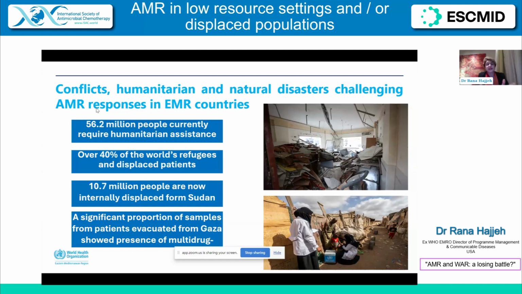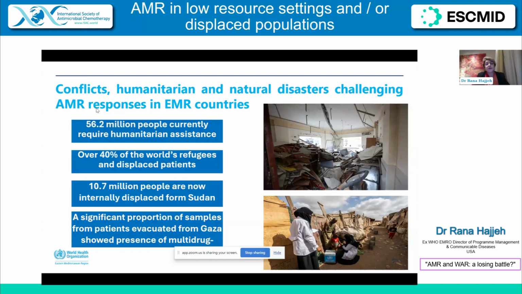Numbers by themselves, I know we have been a bit desensitized to numbers, but this gives you an idea about how difficult things are. About 56 million people in the region now require humanitarian assistance. This is almost 8% of the total population of the region, which is a little bit over 700 million. In terms of refugees and displacement, we have in the region the largest number of refugees and internally displaced people. So 40% of refugees in the whole world are from our region, even though the region itself has only 10% of the global population.